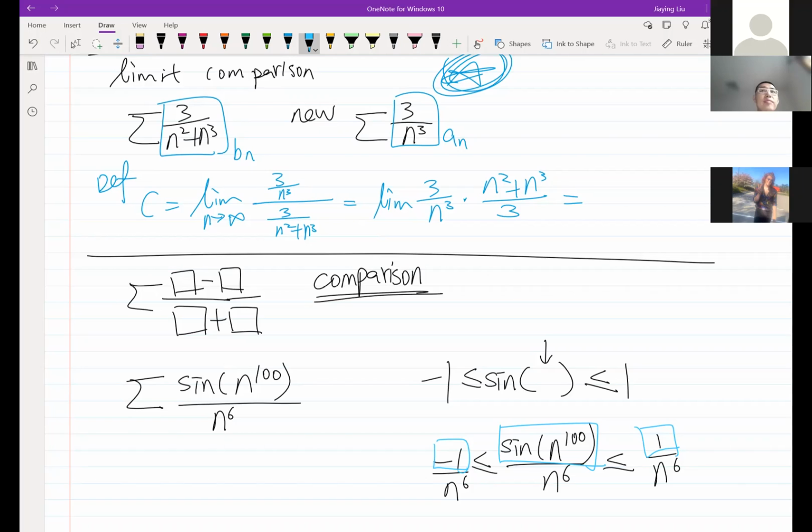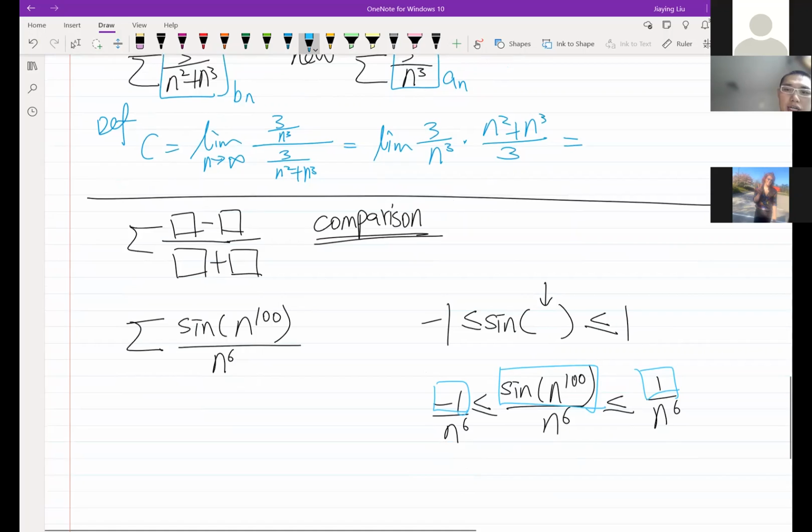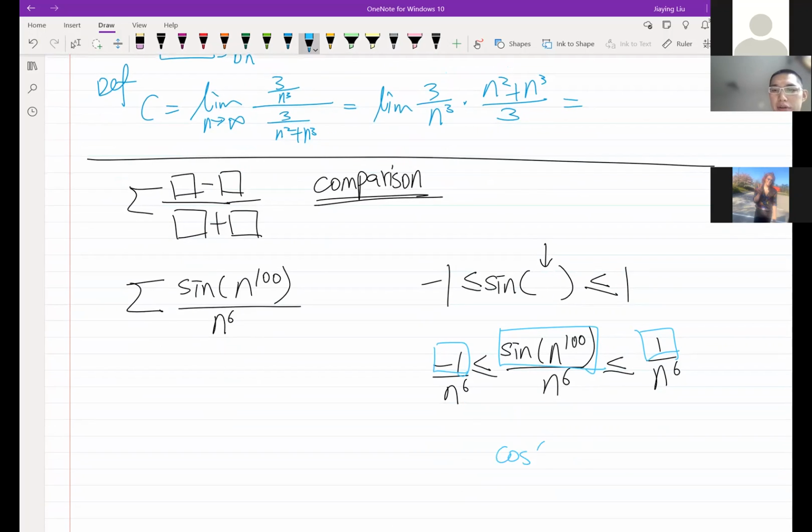Just to clarify, you said cosine is also between -1 and 1? Correct. If you just have cosine, doesn't matter what the part inside the cosine is, it could be n to the 100th power or 100 to the nth power. Even though it could be a really big number inside the cosine, the cosine value itself is always going to be between 1 and -1.